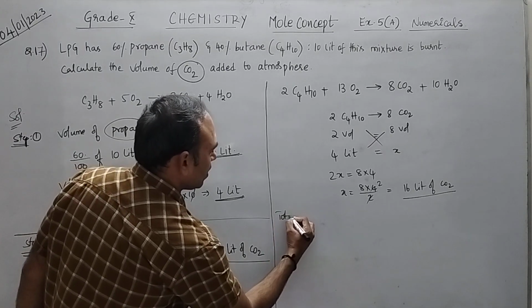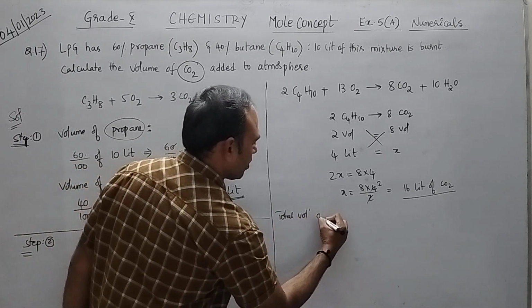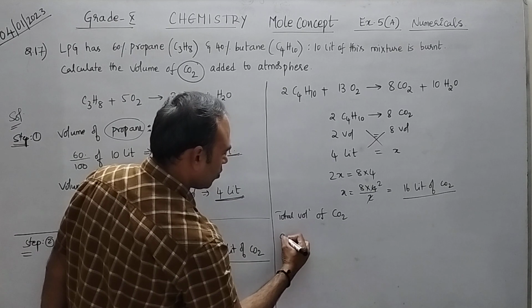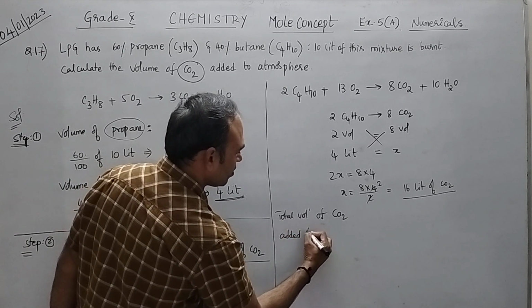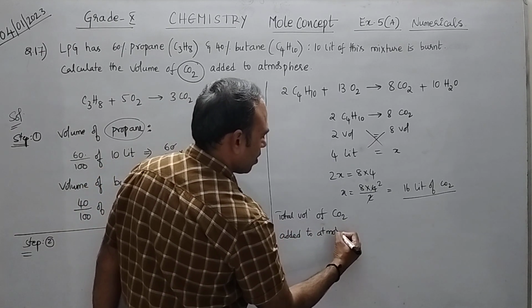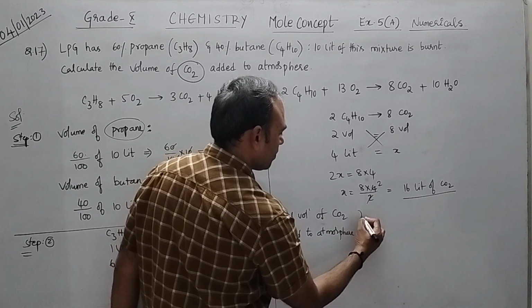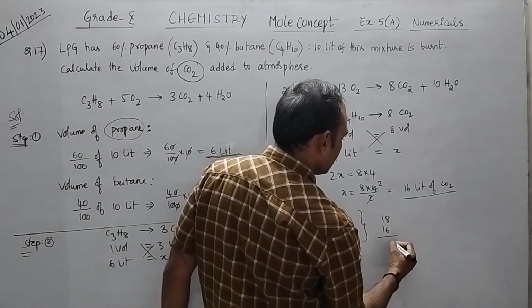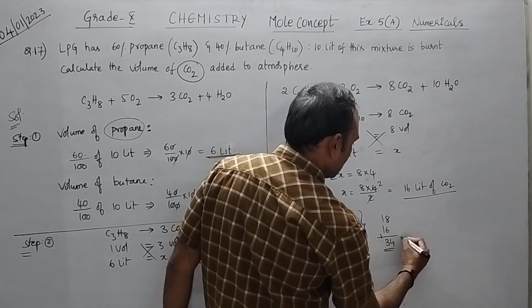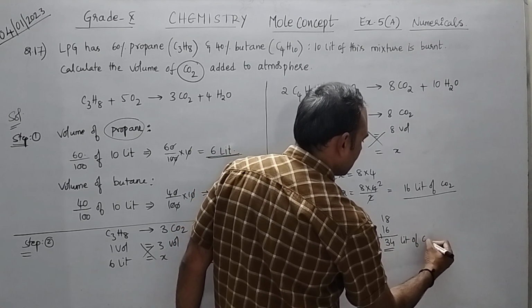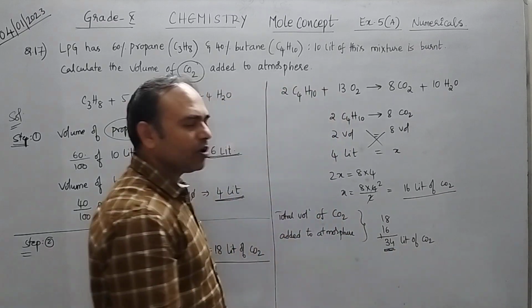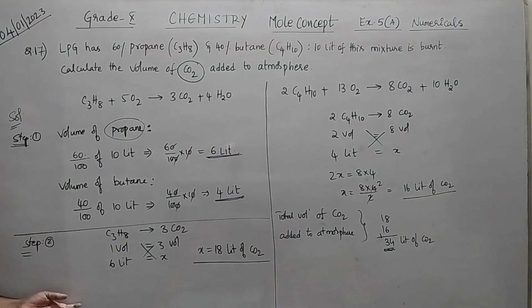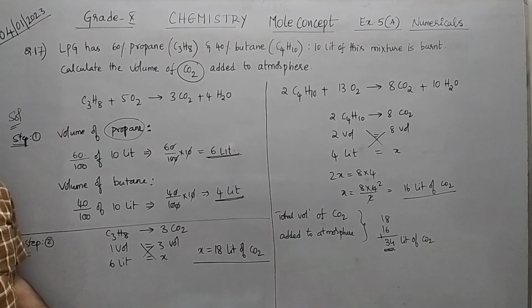Now, total volume of CO2 that is added to atmosphere. Add that, first one 18, second one is 16. So totally we get 34 liters of CO2. Hope you have understood this. A very simple question. So question number 17 is completed. Let us move to question number 18.